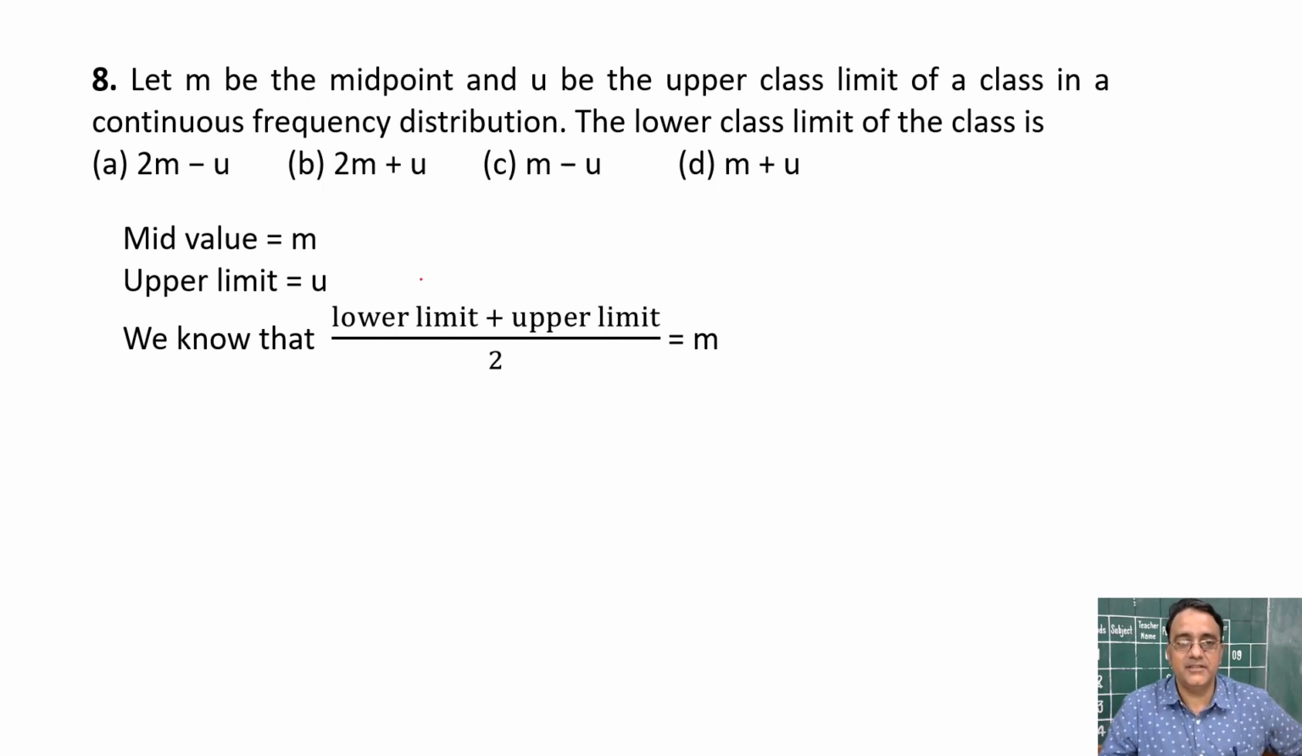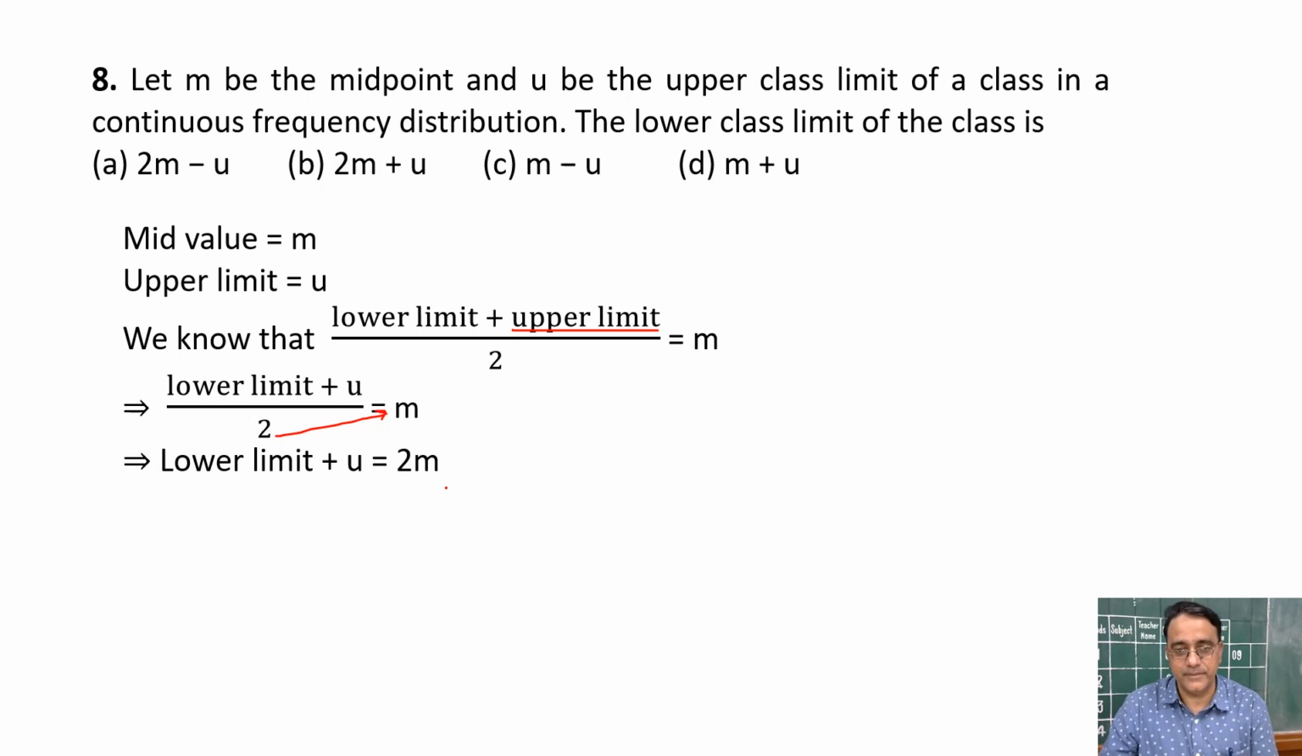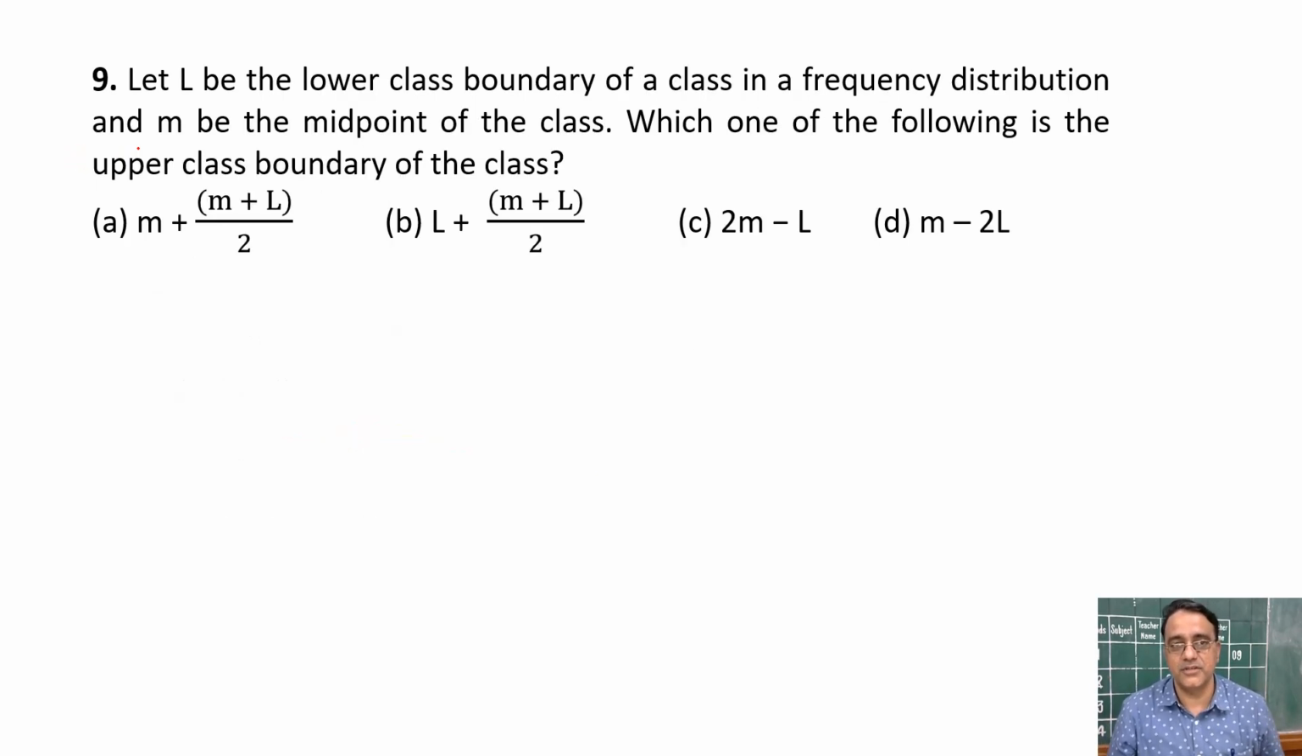Lower limit plus upper limit divided by 2 is equal to class mark, that is M. So we have to find the lower class limit, and the upper class limit is given as U. So we will substitute U here. Now cross multiply, it will become 2M. So lower limit plus U is equal to 2M. Now shift U to this side. So we'll get 2M minus U. This is the required answer, and the correct option is Option A. Option A, right. Now we are moving toward the next question, question number 9.